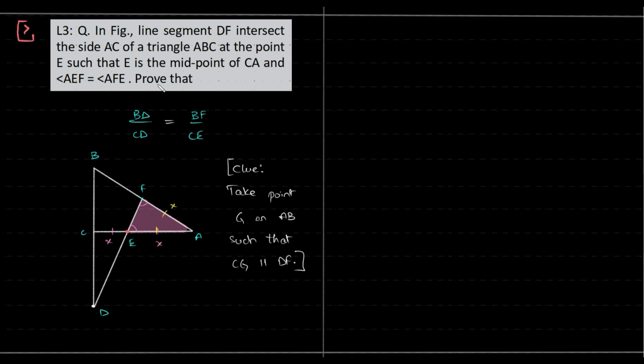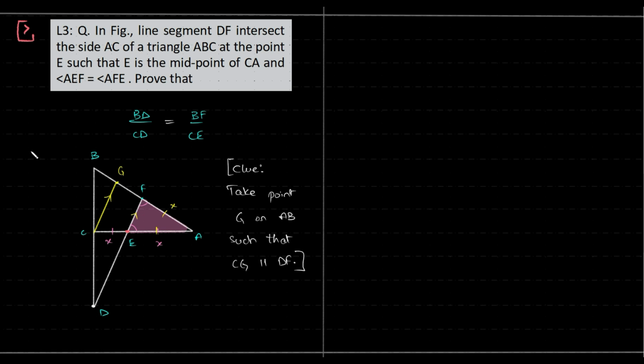We have to prove that BD by CD is equal to BF by CE. There's a clue also: take G on AB such that BG is parallel to DF. So these are all the things that are given. Does it make sense?